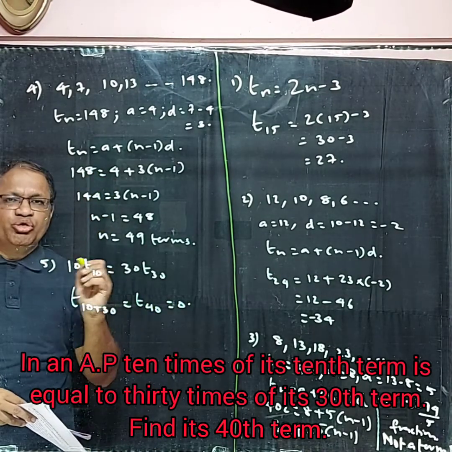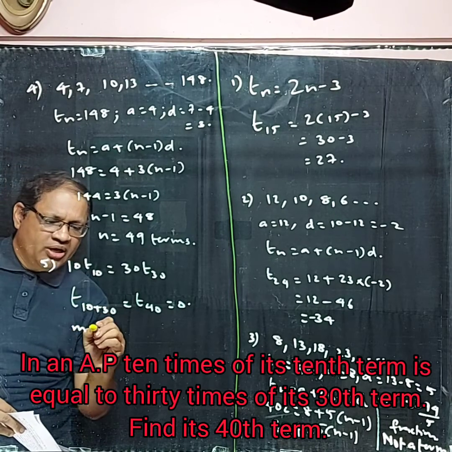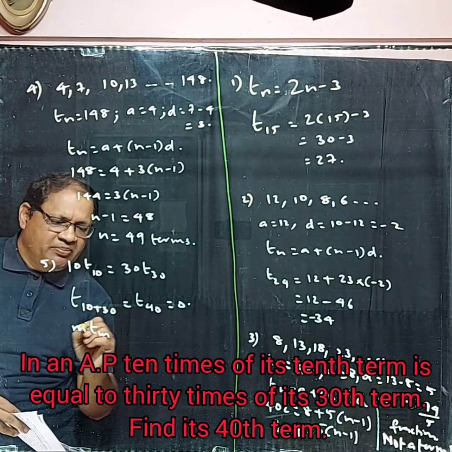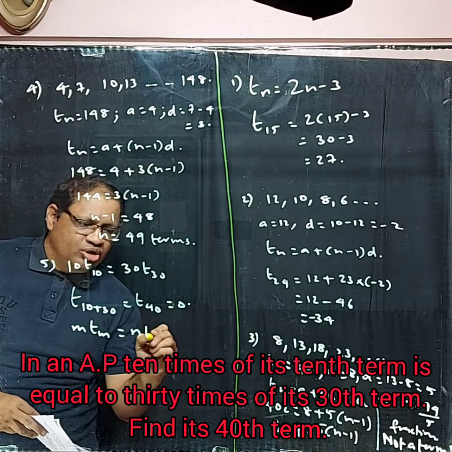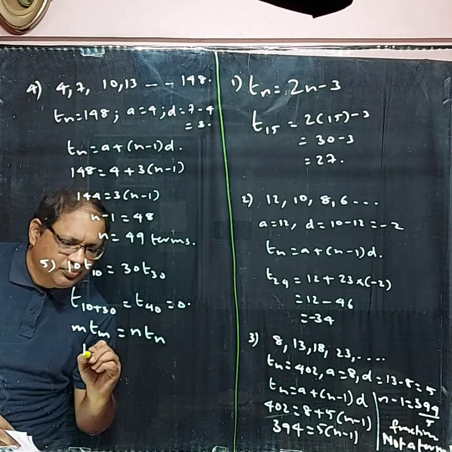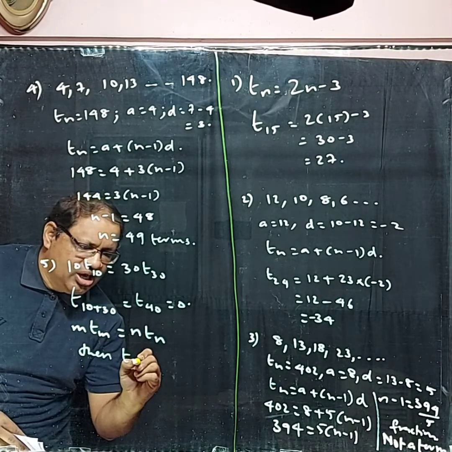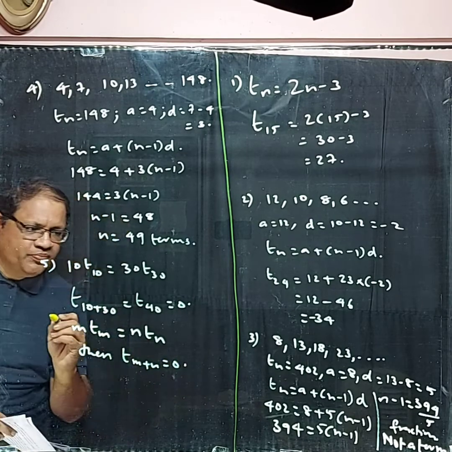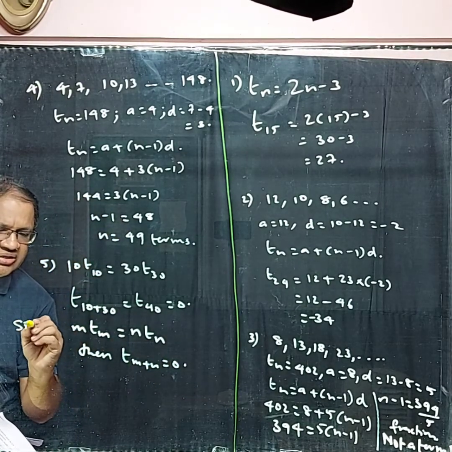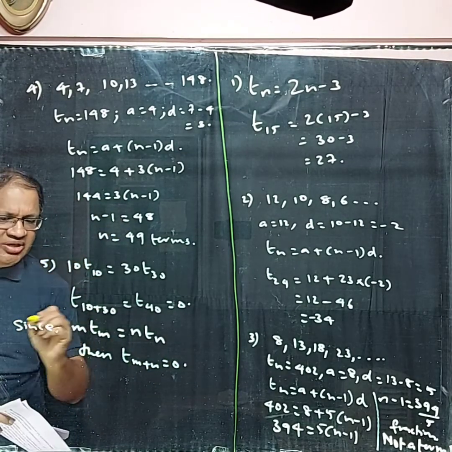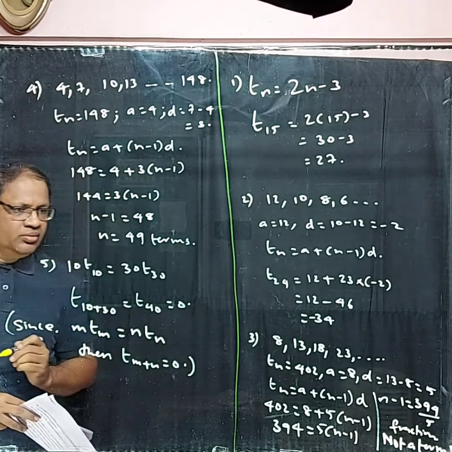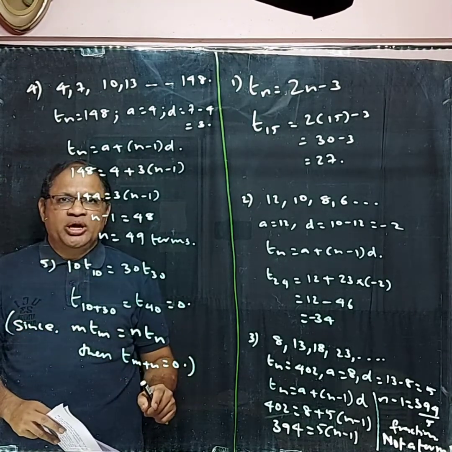Why 0? Because you have studied one formula. If M times the Mth term is equal to N times the Nth term, then T(M+N) is 0. Okay, write this down. So that's how you do the fifth sum.